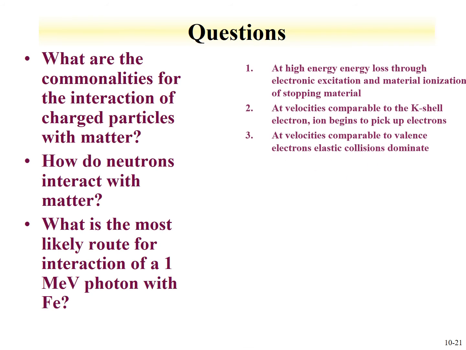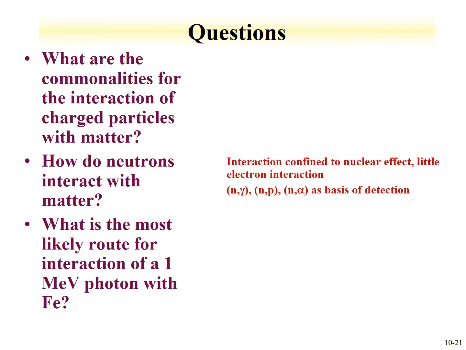And how do neutrons interact with matter? Well, they are primarily confined to nuclear effect. There's little electronic interaction for neutrons. So you have (n,gamma), (n,proton), (n,alpha), for instance, as the basis of interactions and detections. So if one wants to make a neutron detector, one wants to use a material that has a high neutron interaction, which can then be observed through the interaction of that material.